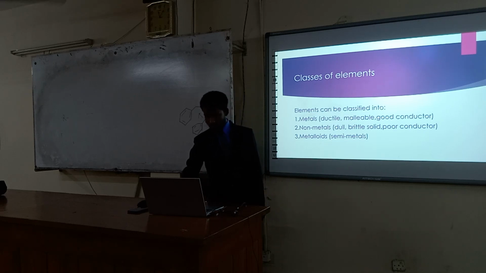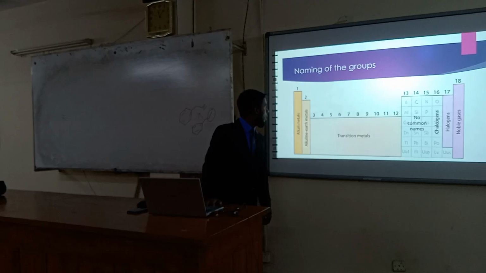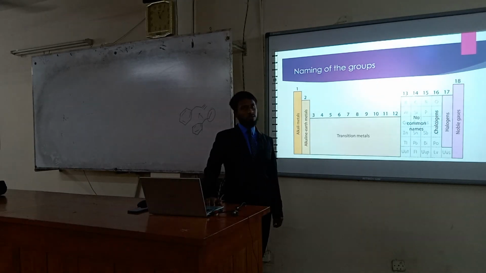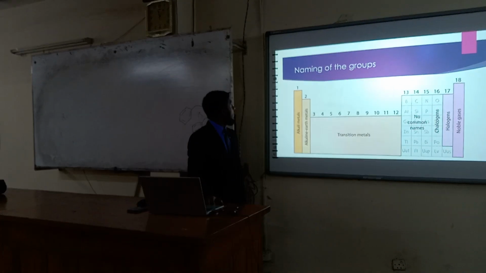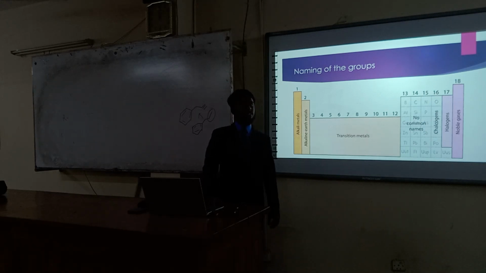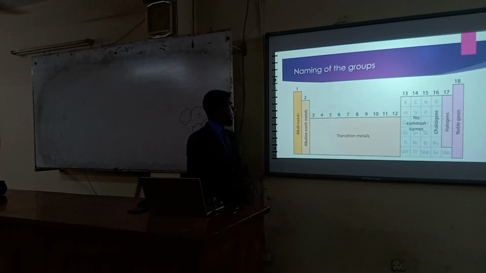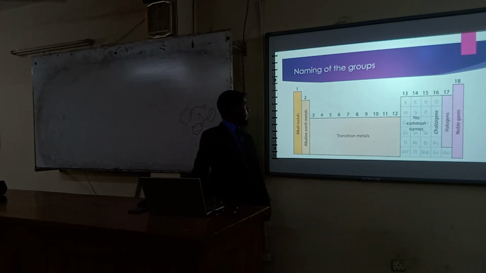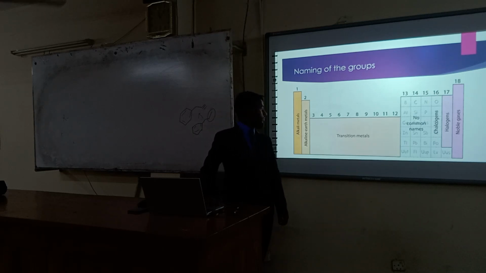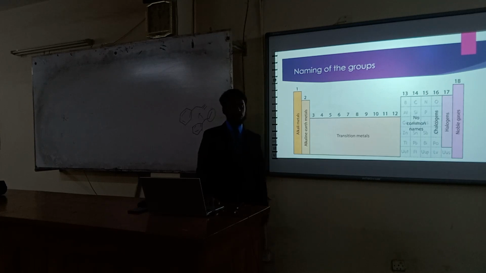Now we will discuss the naming of the groups. There are 18 groups in this periodic table, which have particular names, such as group 1. The group 1 elements like lithium, sodium, potassium, etc. are called alkali metals. Group 1 also contains hydrogen, but it is not a metal, it is a non-metal. It is placed in group 1 because it has one valence electron. Alkali metals are very reactive, so they react with non-metals to form compounds.